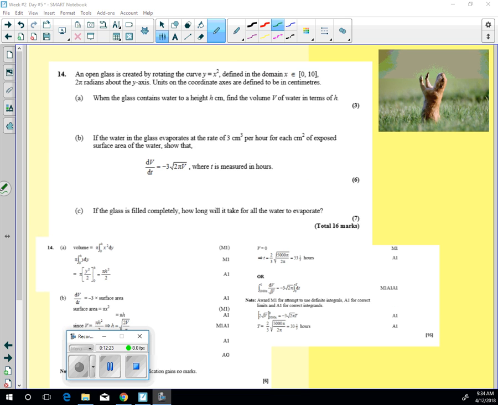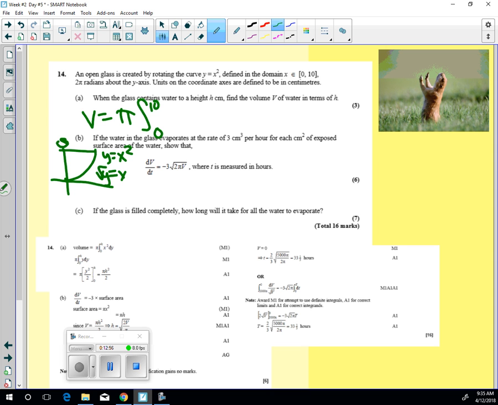For number 14, the volume is pi going from 0 to 10, pi r squared, so it's just x squared, I think. But that's the curve. Oh, we're rotating about the y. Okay, so here's the curve, y equals x squared. But if we're rotating around the y-axis, we probably want to say x is the square root of y, wouldn't we? So when we square the square root of y, what happens? You get y. So that's why they get pi y.